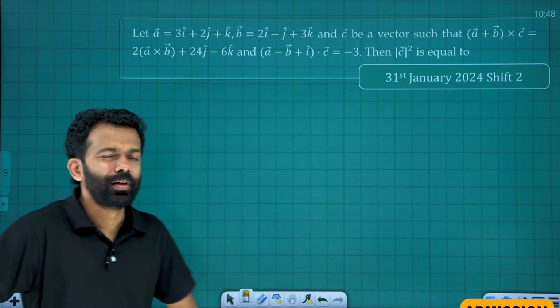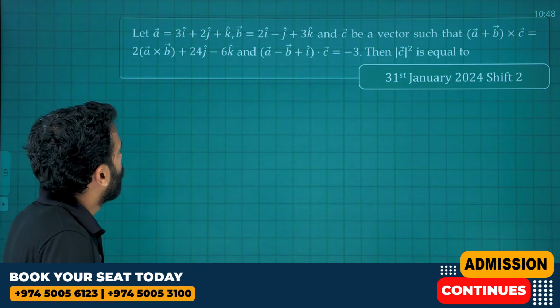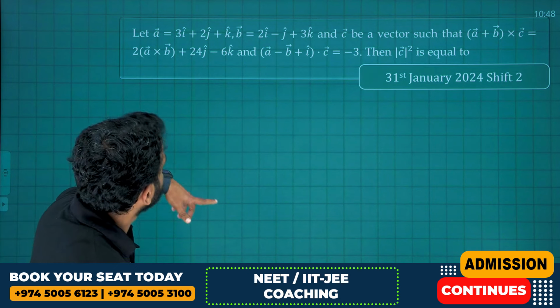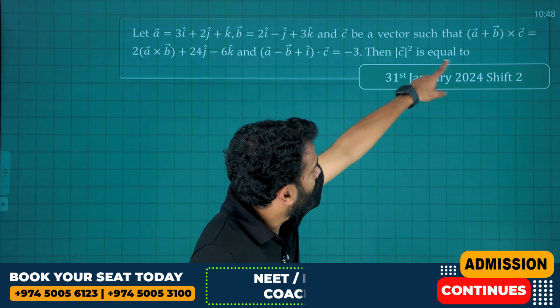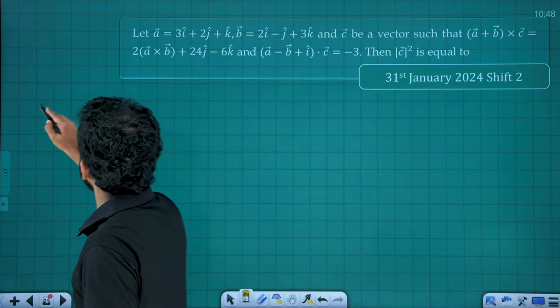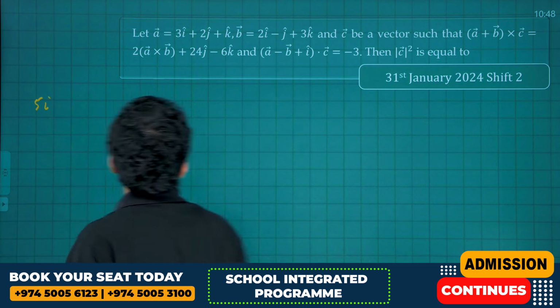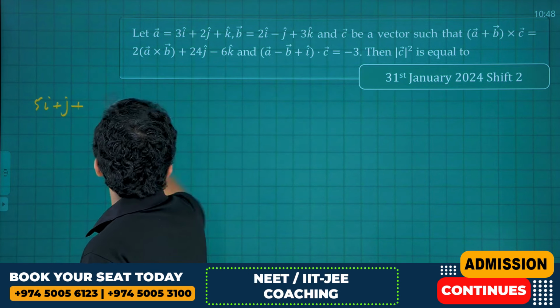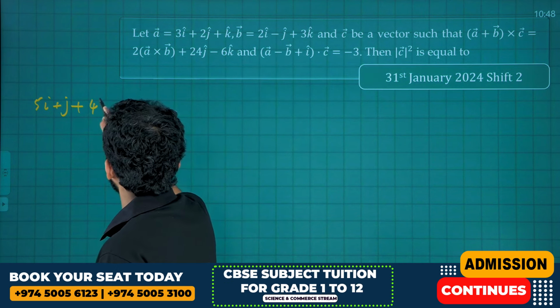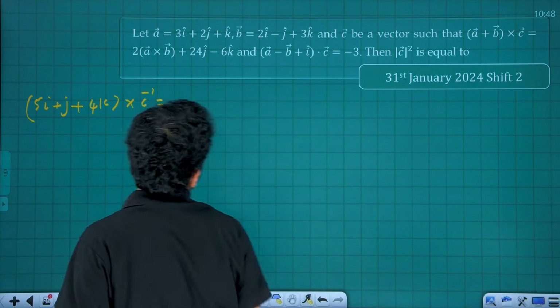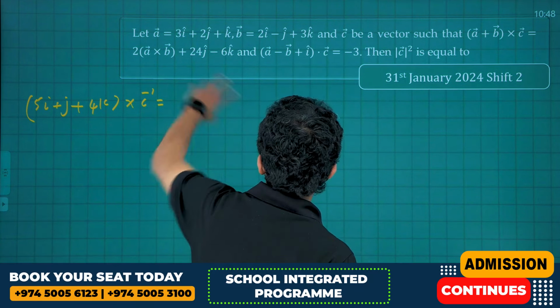Okay, lengthy one. So let's start. Let's start from here first. What is vector A plus vector B? We can directly write that here. That is 5i plus j plus 4k, cross vector C is equal to 2 times vector A cross vector B.